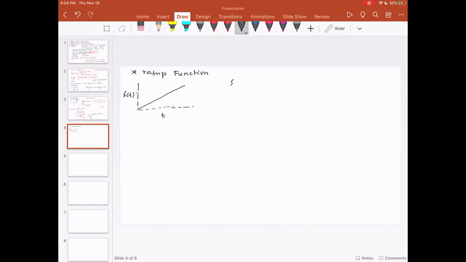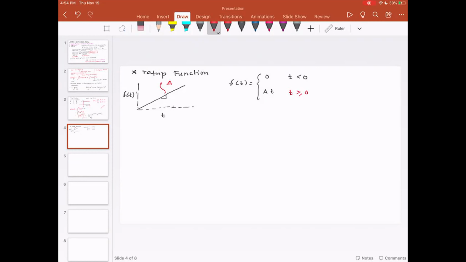So the ramp function is given as f of t is equal to 0 when t is less than 0, and f of t is equal to a times t, where a is the slope, when t is greater than or equal to 0.